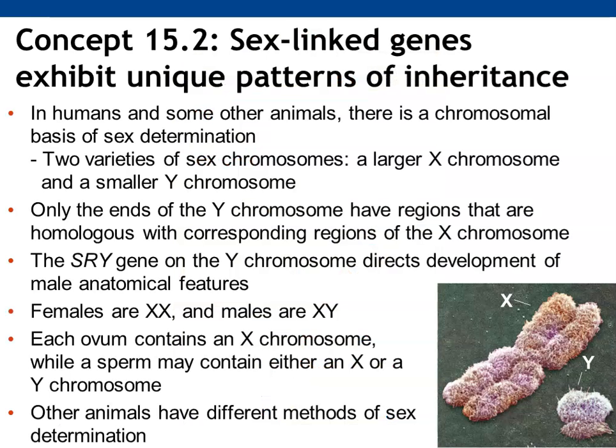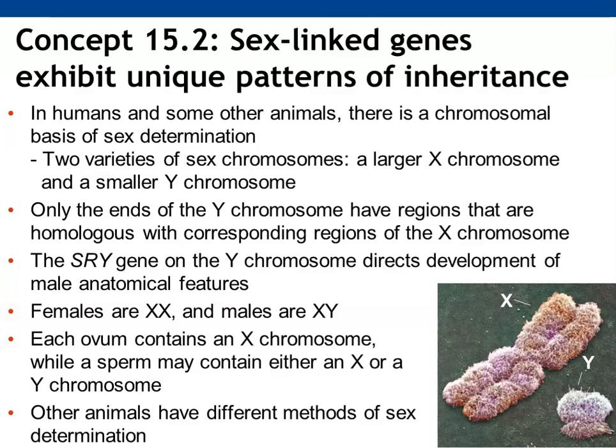So 15.2 is going to focus more on sex-linked genes, and that in humans and other animals, there are chromosomal differences that are able to determine what sex an individual will be. For humans, we have a larger X chromosome and a smaller Y chromosome. There are only small sections at the end of the Y chromosome that are homologous with regions on the X chromosome.